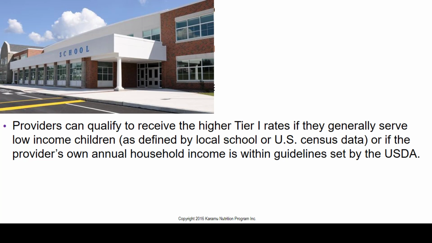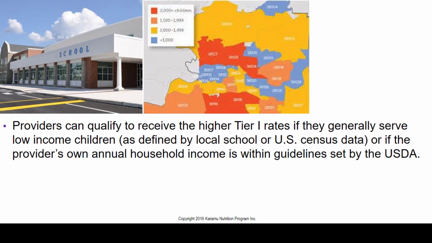Now, the second option is to look at U.S. Census data. So every 10 years or so, the U.S. government does a nationwide census. And part of that census identifies areas that are considered low income. So what Karamu does is we'll look at your approved address, the address where your child care facility is located, and we'll check that against the U.S. Census data. And if that data shows that you're located in an area that's considered low income, then you qualify as a Tier 1 provider.